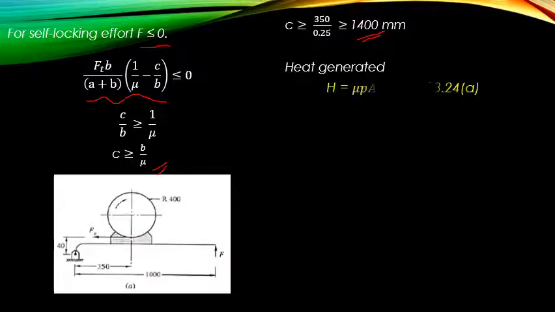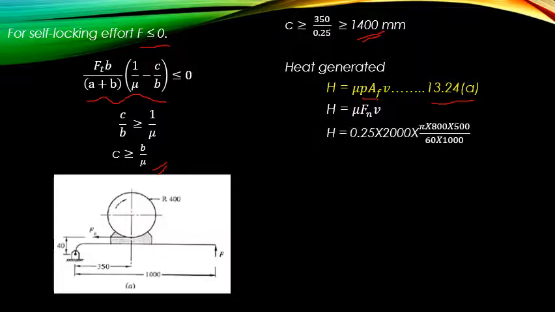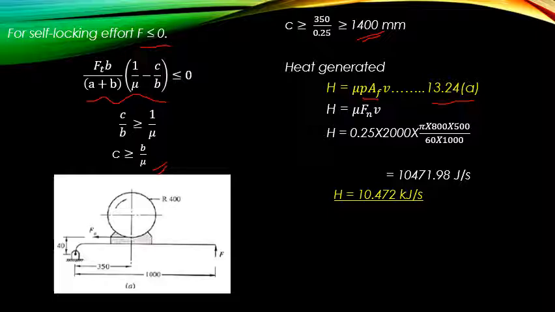Now next, the heat generated can be found out using equation 13.24a. Substituting in place of P into AF the expression Fn, and substituting for all the values, we get the value of the heat generated as 10,471.98 joules per second, or it can be written as 10.472 kilojoules per second.